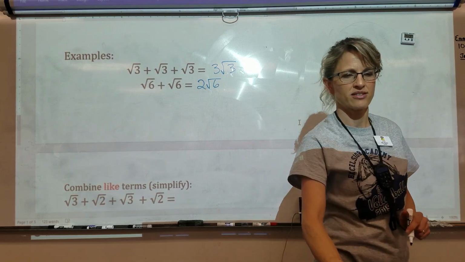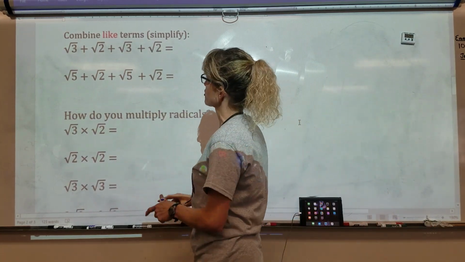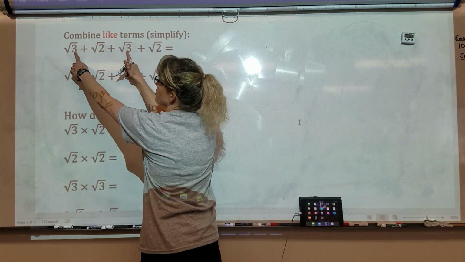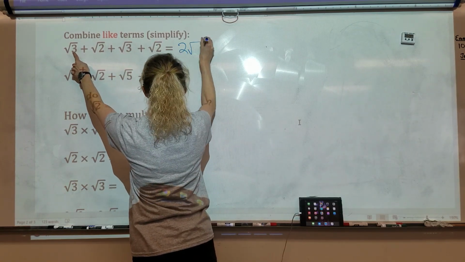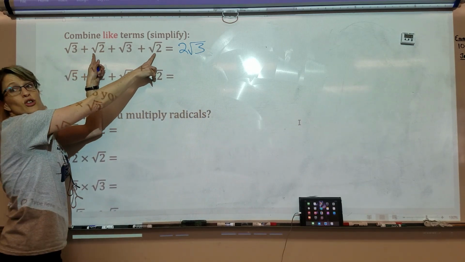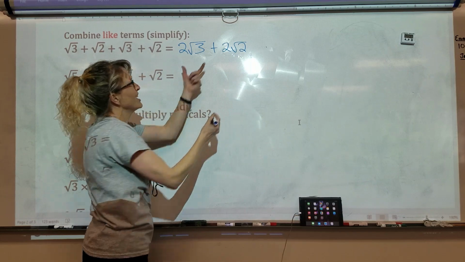All right, 2 √6s. So what if they're not in order? What if they're a little bit mixed around? I can still add them. I've got √3 plus √3. So I have 2 of the √3s. And here I have 2 √2s. So I just write them separate. Now, can I combine these?